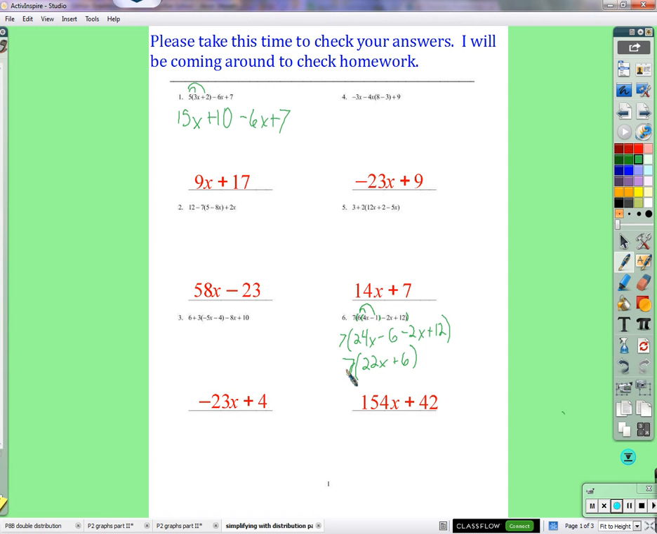So 7 times 22, if I did that right, it should be 154, and 7 times 6, 42. So 154x plus 42, and then we stop. We can't put those together, they're not like terms, right? You've got x there and 1's there, and they do not mesh.